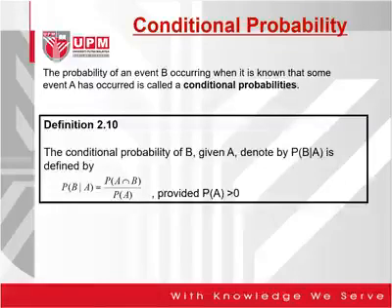Formally, according to definition 2.10, the probability of B given A will occur is equal to P(A and B) divided by P(A). The rationale is the same as the example I explained to you just now.